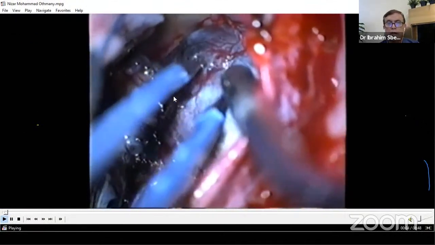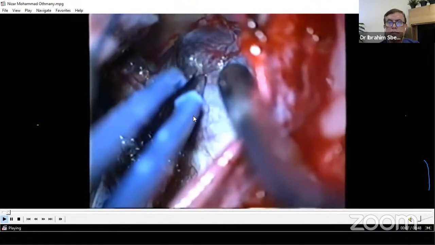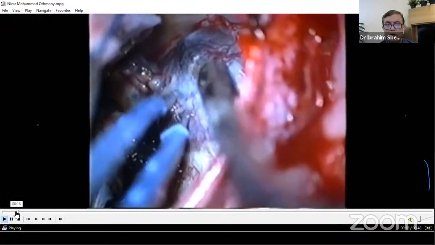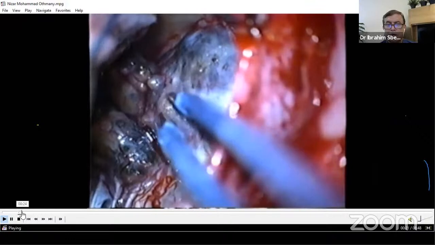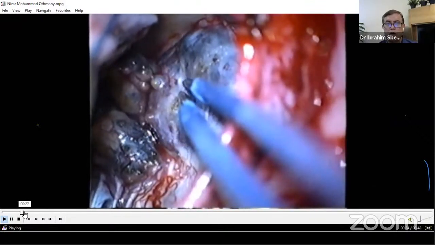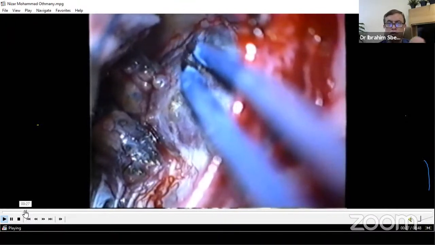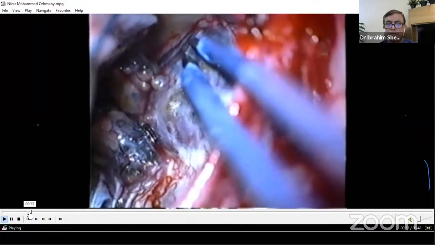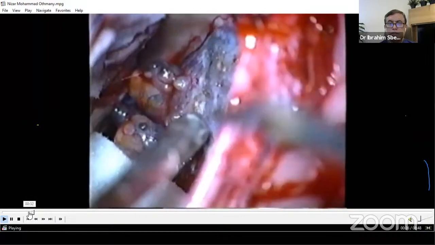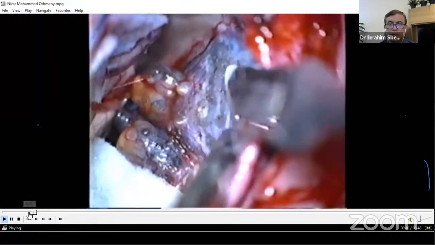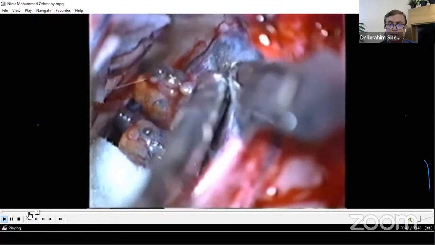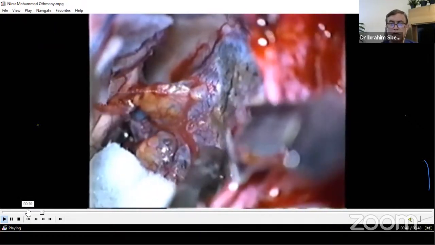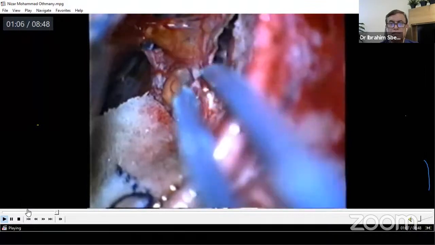Sitting position. Here we're trying to cauterize the surface. As I said, there is a fibrous capsule. After cauterization, you open it and you will get this oil, like old car oil, coming out. So this thick, yellowish, oil-like material. I'm just going to proceed now quickly, holding the capsule, going inside.